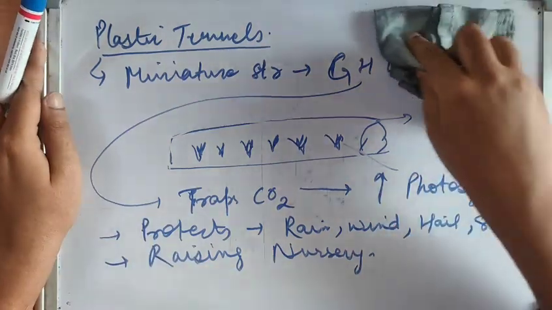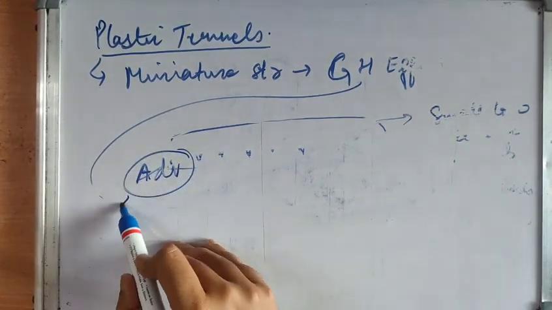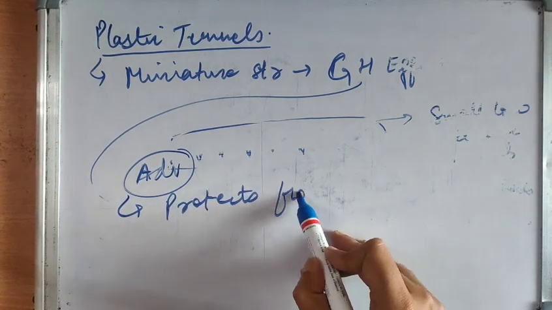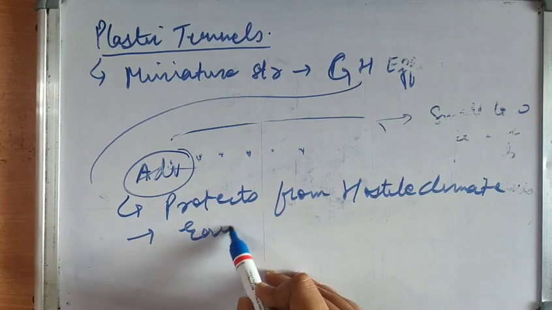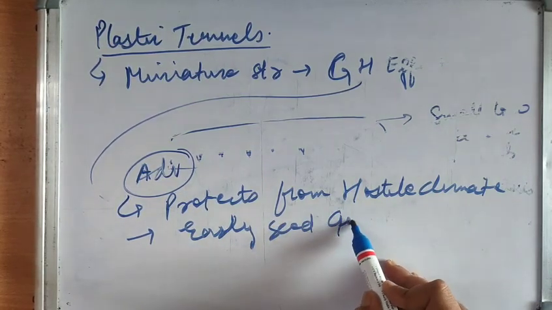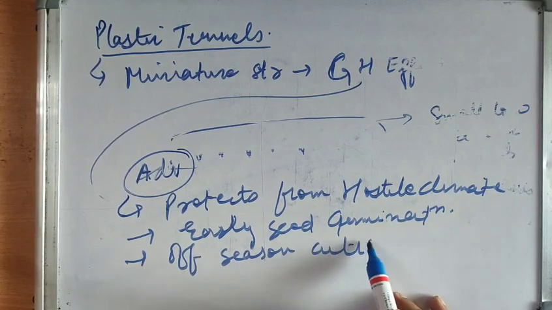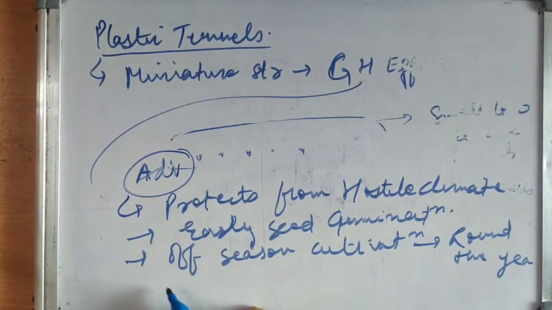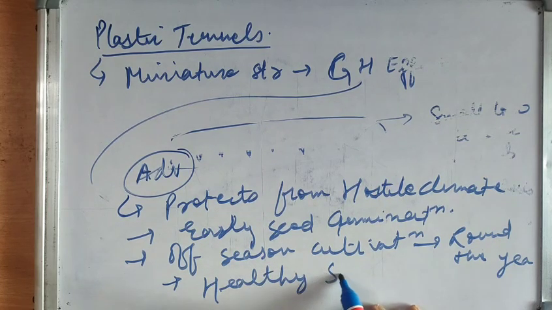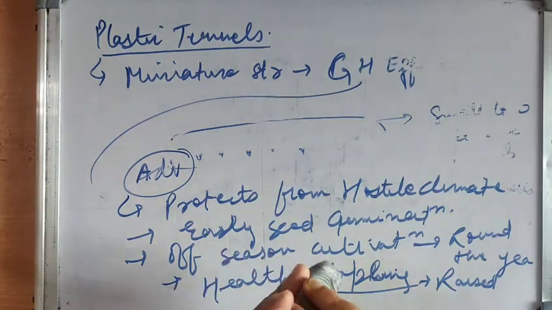So what are its major advantages? It protects from hostile climate, helps in early seed germination, also helps in off-season cultivation, that is round the year cultivation, and mainly healthy saplings can be raised. So this was about plastic tunnels.